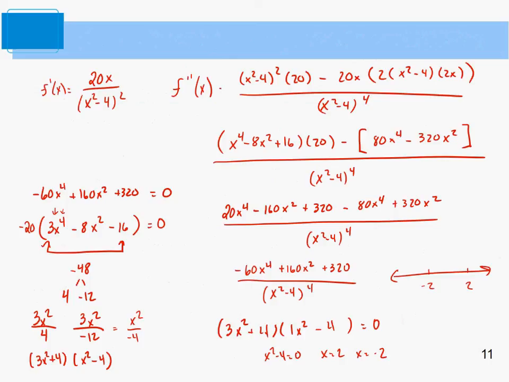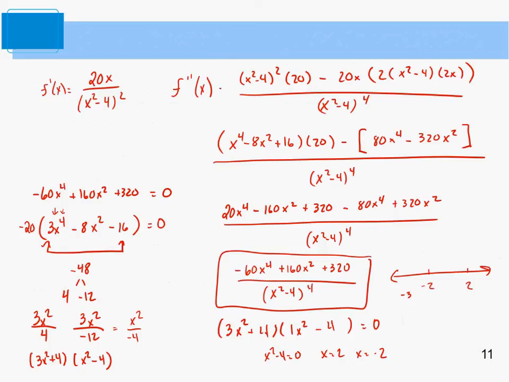So if we plug in negative 3 into our second derivative, what do we get? Think about this. A negative to the fourth power is still positive, right? But then this negative 60 makes it negative. But here, we've got a positive and a positive. The question is still, do these positives overcome this negative?